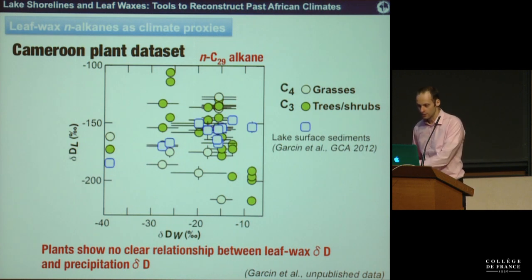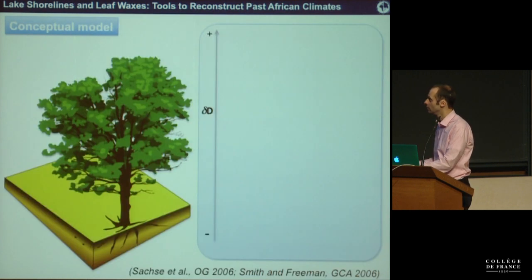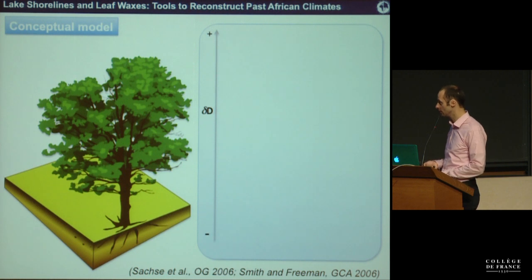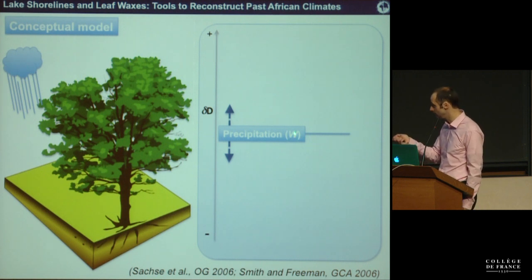So how is the hydrogen isotopic composition of the precipitation transmitted to the leaf waxes? I will show you a conceptual model that Jessica also showed before. This model was developed by Sachs et al. and Smith and Freeman. And how does it work? Here you have the precipitation, which for simplification I name W. This can shift up or down according to the fractionation processes occurring in the water cycle.